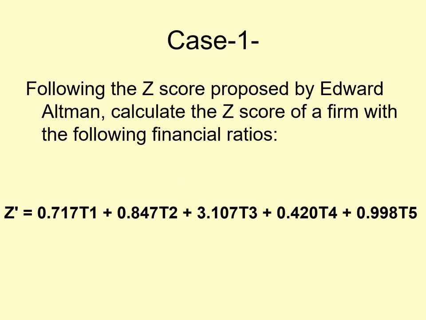We are going to apply the equation, which means multiplying T1, the first part of our equation of the five parts, by the factor 0.717, and then T2 by the factor 0.847, and then the third one, T3, by 3.107, and then T4 by 0.420, and then T5 by 0.998. And when we do that, we are going to get the summation, and when we get the summation, we can make our own decision according to the given criteria.